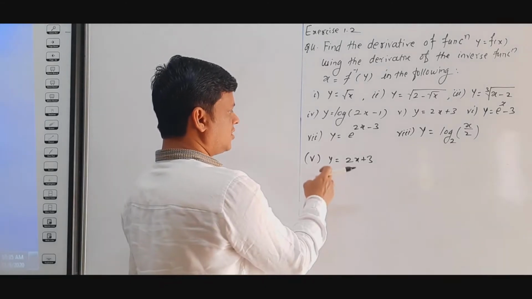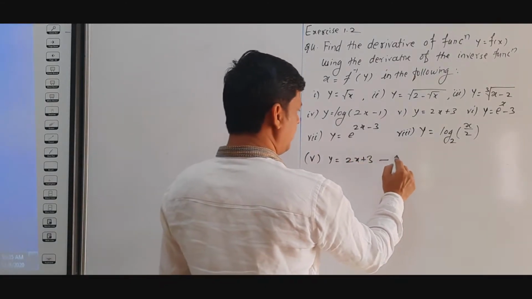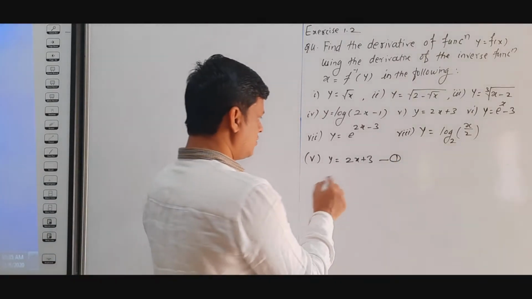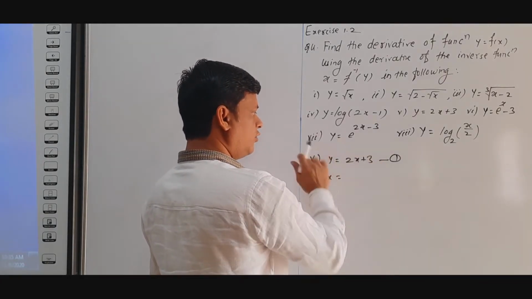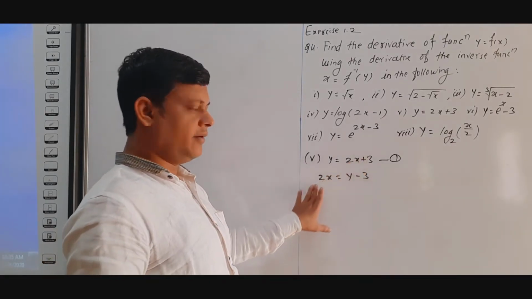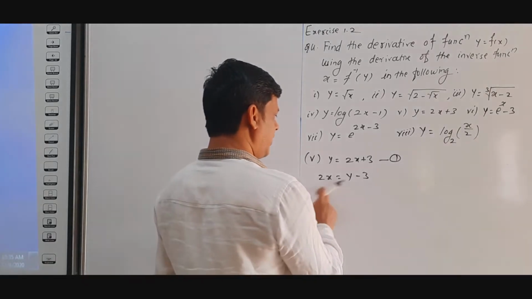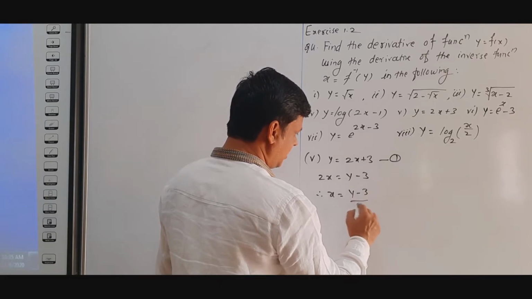Now see subquestion fifth, y equals to 2x plus 3. So first we convert given value x in terms of y. So we write here 2x is equals to, when we transfer this 3 to left hand side we get y minus 3. So we write RHS in terms of LHS and LHS in terms of RHS. So we write here 2x equals to y minus 3. Therefore x is equals to y minus 3 by 2.